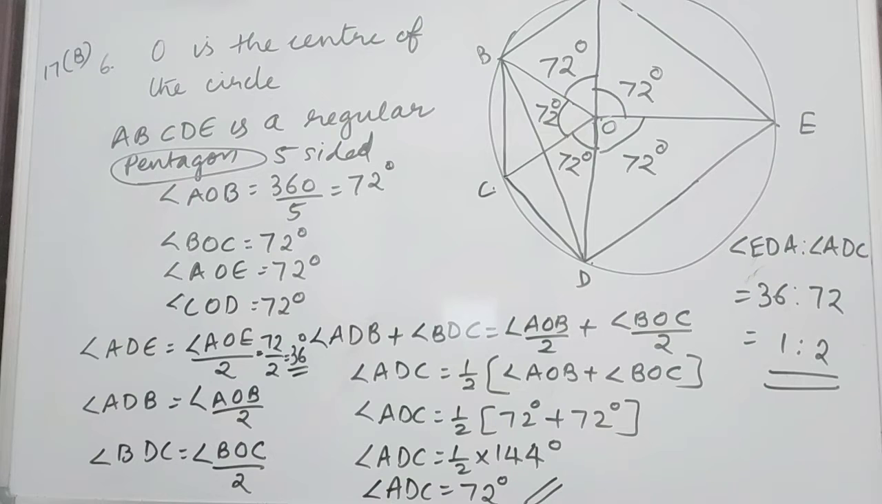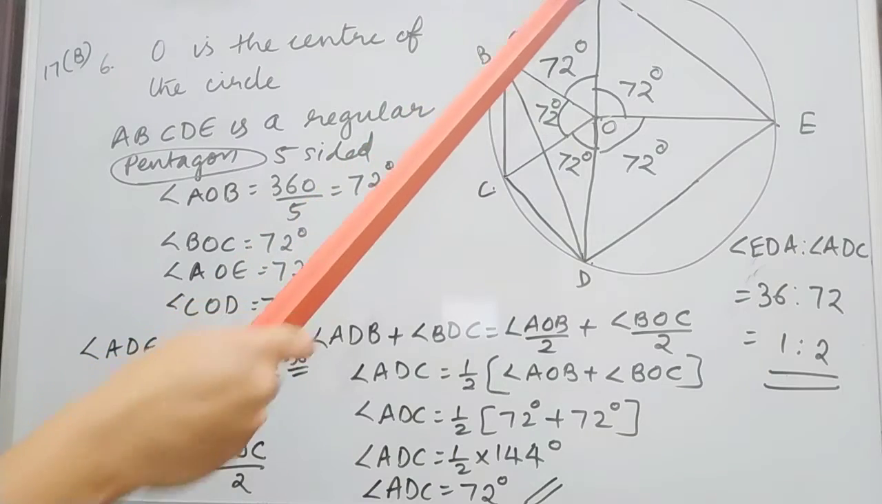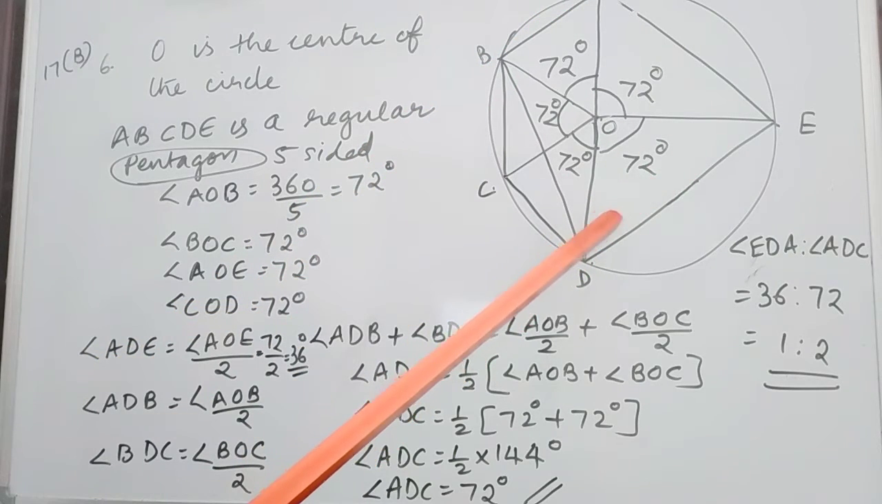Then, look at ADE. First, we want to find out ADE. What do we want to find? ADE is to ADC is equal to what? We want to find the value of that. So, for that, look at ADE. This angle we want to find out.